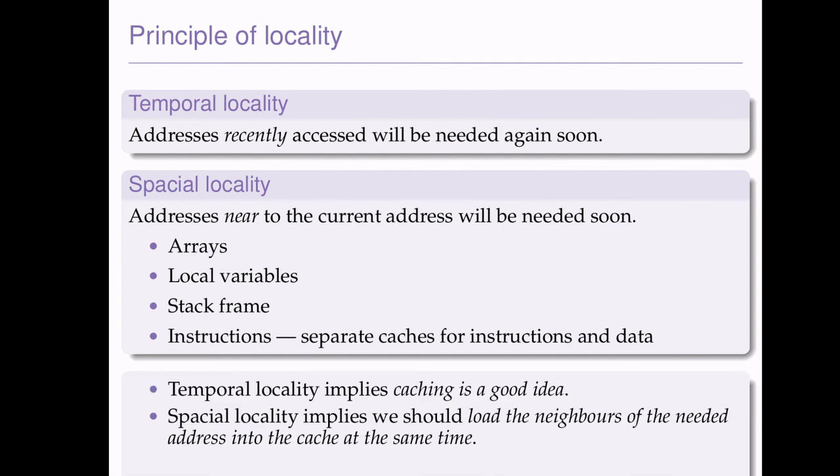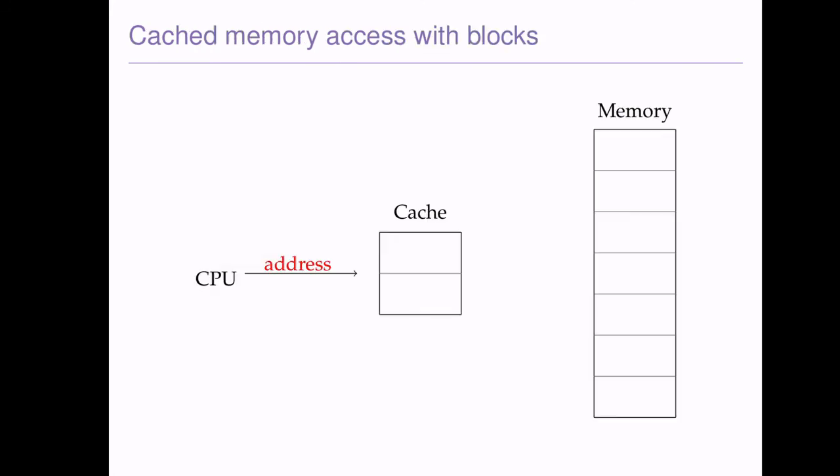So temporal locality implies that caching is a good idea because we'll be needing these soon. Spatial locality implies that we should load the neighbours of the needed addresses into the cache at the same time. So we don't just take one value, we take everything around it. Let's see what that looks like. Say we look for this red address, and we have a cache which has 2 blocks in it. We find that the address isn't there, so we go into memory to see where it is. And not only do we return the value when we've found it, we take the entire block. So we take everything around it, and we move that to the cache. Then we can just find the value from the cache and give that back to the CPU.